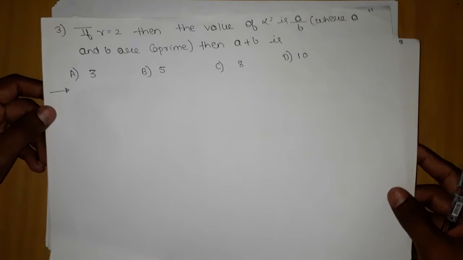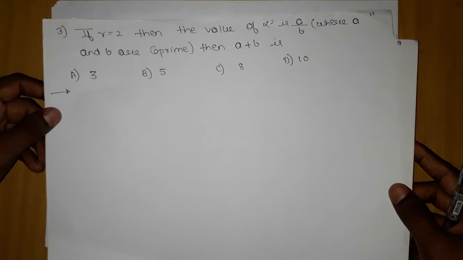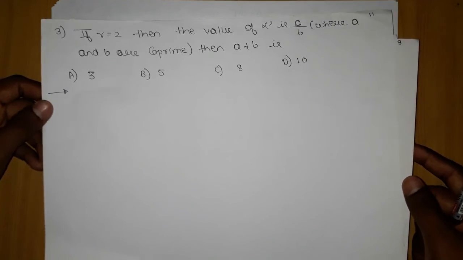And the last question of this comprehension is, if R equals 2, then the value of alpha square is A by B, where A and B are co-prime, then A plus B is what?